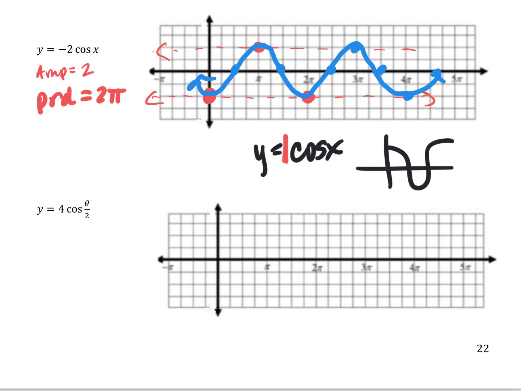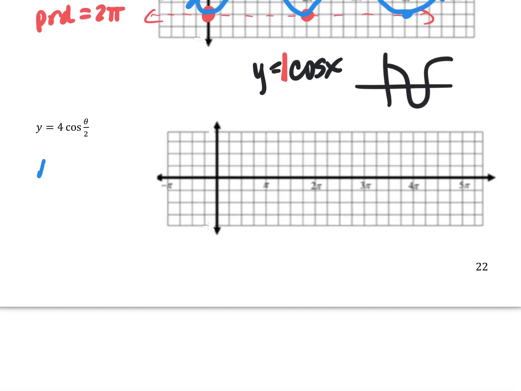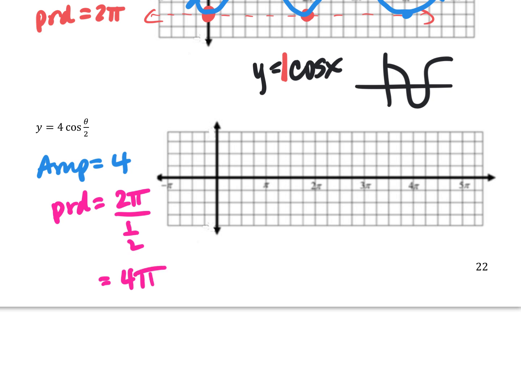Here we go. Amplitude on this guy. 4. What is the period of this guy? Period is 2 pi over k. What's my k here? 1/2. Dividing by 1/2 is the same as multiplying by 2. Therefore, the period is... Okay, here we go.